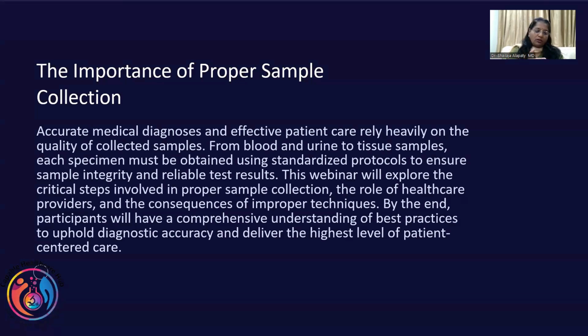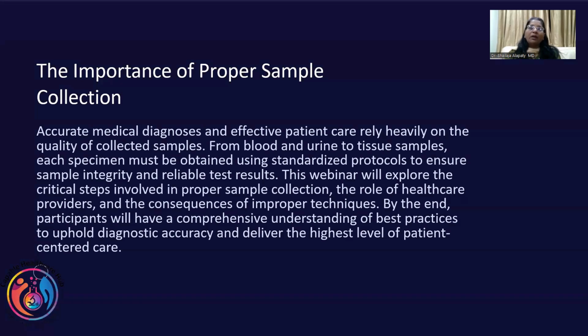We have to draw the blood sample and collect. When you're collecting multiple samples, we have to follow the order of draw. That standardized protocol of order of draw, and we have to understand why we have to do it in that order. Why blood culture first? After that, what? After that, what? Because that will ensure sample integrity and reliability of test results.